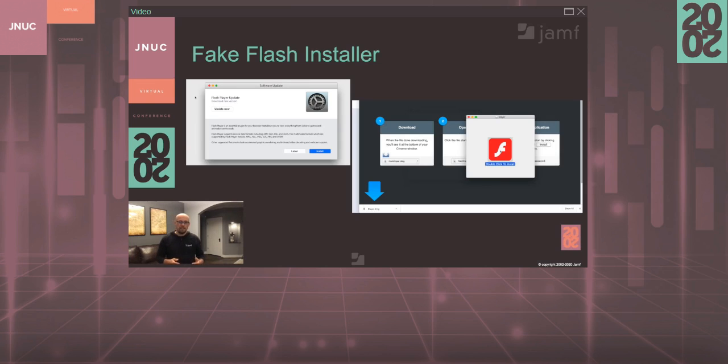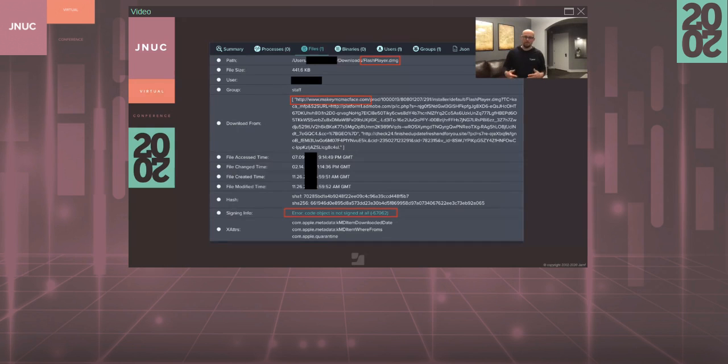One way to detect its installation technique is by monitoring file download events for files that contain specific keywords such as Flash Player. Then, once again, we can rely on signature information to tell us whether or not the downloaded file was signed by Adobe. If it wasn't, Jamf Protect will send an alert to the UI and inform you that a downloaded file is trying to imitate Adobe.